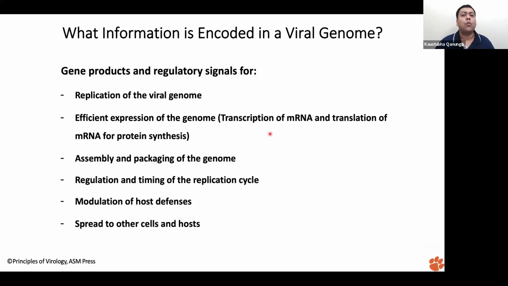So the next thing is what information is encoded in the viral genome, and you can see that this is completely self-explanatory. So the regulatory signal for replication of the viral genome, efficient expression of the genome, that means that, again, I use the word transcription to save space, but making of the mRNA and translation of the mRNA for protein synthesis, assembly and packaging of the genome. That means that once the genome is copied, it needs to be put into the box, and that is the assembly and packaging. And then regulation timing of the replication cycle, and modulation of host defenses. And most viruses need to at least make one protein, which actually can modulate host defense. Without that, there will be no fruitful viral infection.